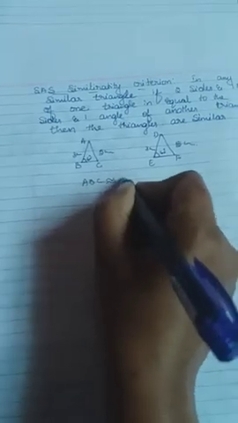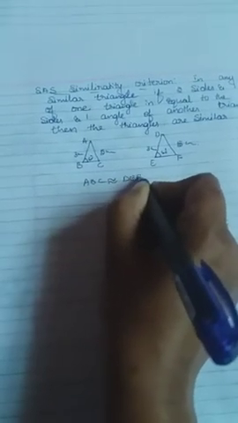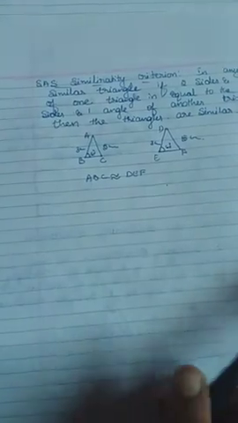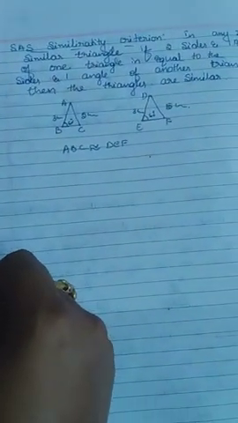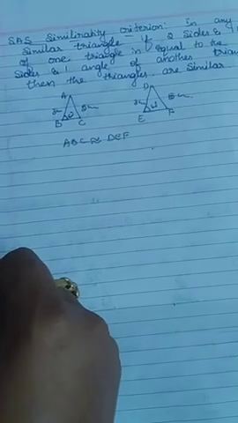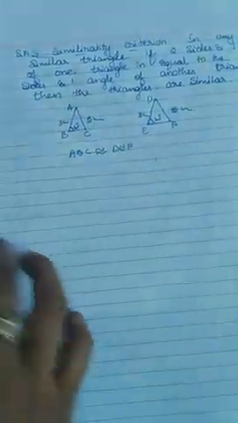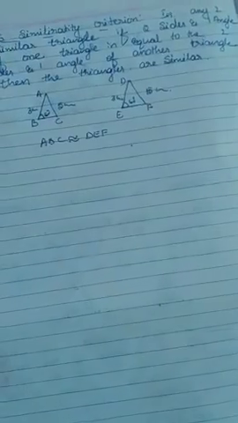This is the similar symbol, keep in mind. So ABC is similar to DEF. These are the criteria of similar triangles. Please note this down, very important. These three criteria: AAA, SAS and SSS.